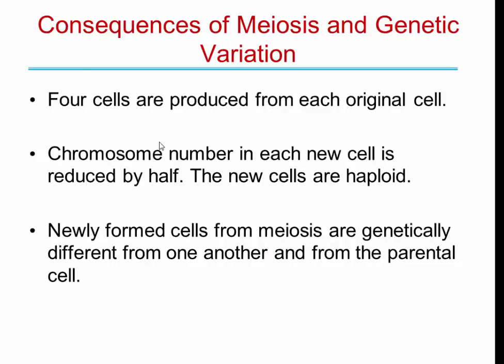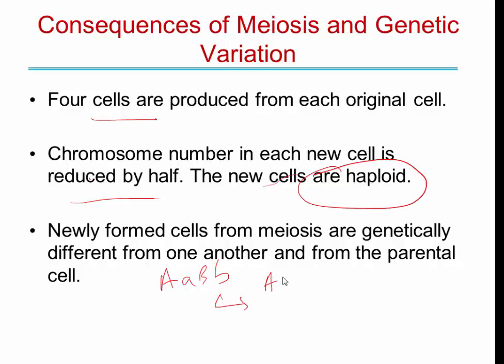So, consequences of meiosis. 4 cells are produced. Chromosome number in each cell is reduced by half. The new cells are haploid, and they're different from one another and from the parental cell. For example, we might start out with this, and then we'll get this. So meiosis is where this happens. It's where you reshuffle these genes.